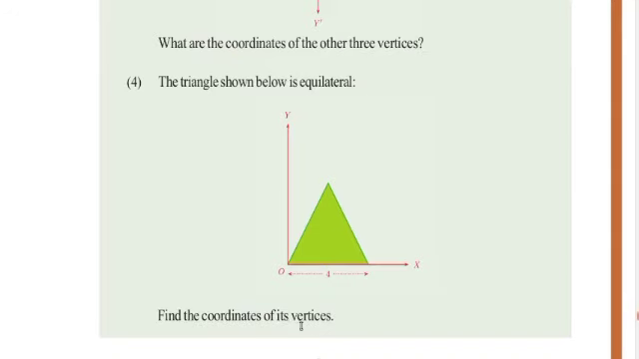Find the coordinates of its vertices. Okay, equilateral triangle means all the sides are equal, right? And what about their angles? All angles are 60 degrees. So how do we do this?